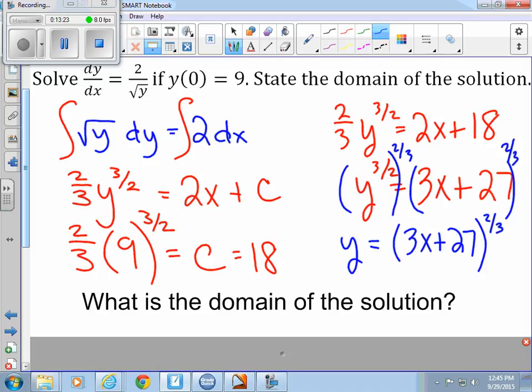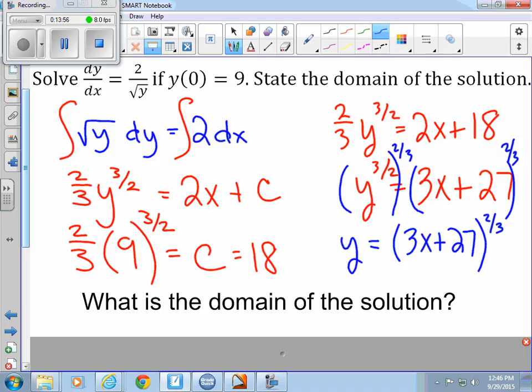Y can't be negative, and y can't be 0. I agree. But I asked for the domain, and you told me y's. So what does that mean? We need to know what values would make y negative or 0, correct? This is y, right? So I need y to be strictly greater than 0.